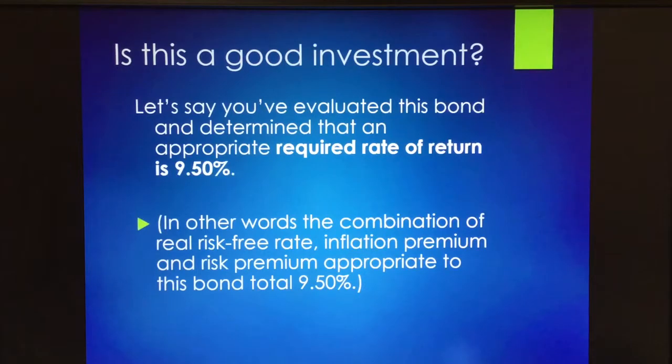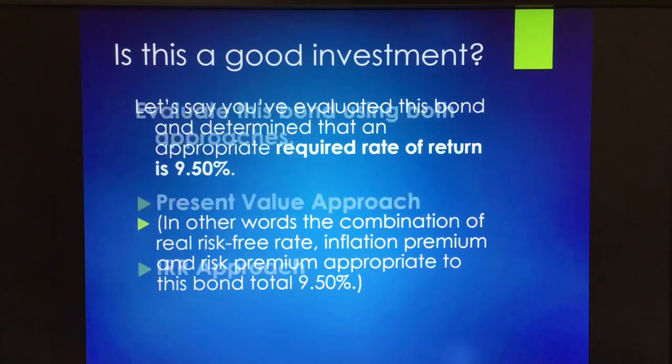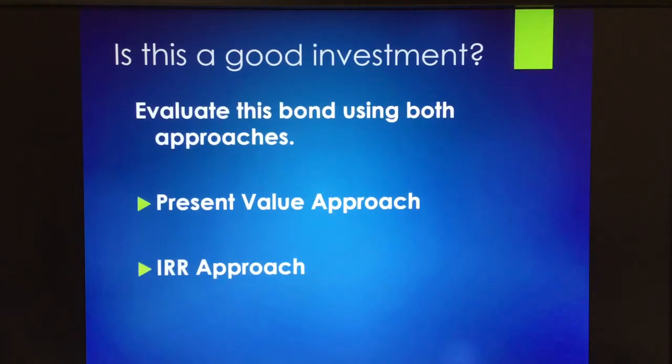But let's go ahead with the example. Again, we want to evaluate this bond using this required rate of return of 9.5%. Okay, we've got two basic approaches. We've seen these before, and we'll see them again and again: a present value approach and an IRR approach. With the present value approach, we want to estimate what the bond is worth and compare it to what it costs. And if it's worth more than it costs, it's a go. If it's worth less than it costs, it's a no.